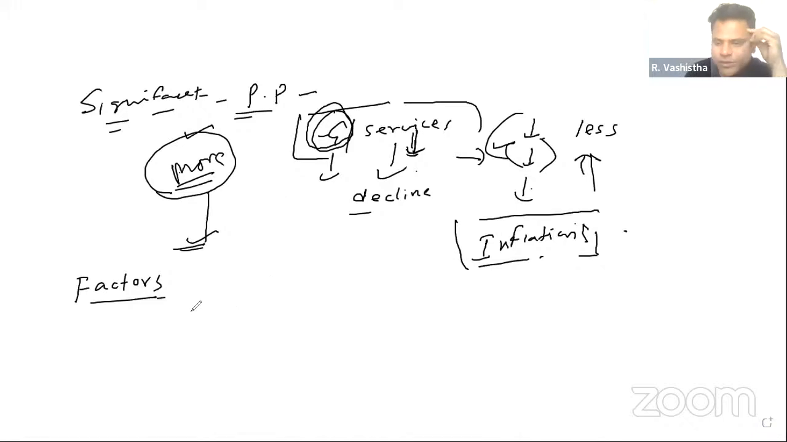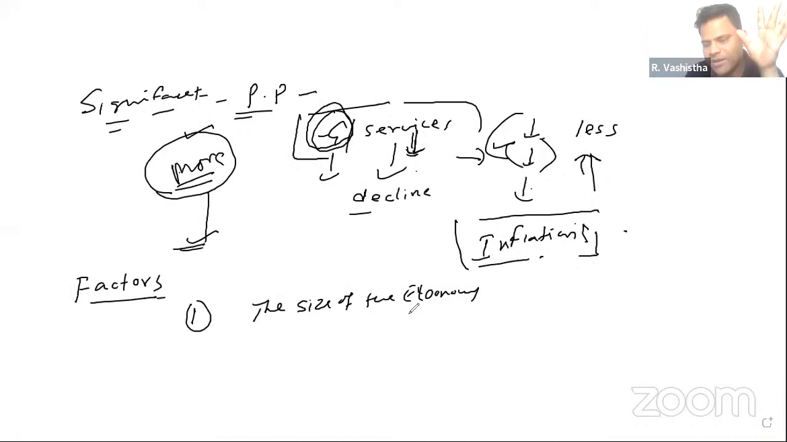So the first factor considered by the Reserve Bank of India to decide the quantity of money it should print is the size of the economy. How much money will RBI print? It has to be decided on the basis of the size of the economy. And the size of the economy is something technically called GDP, right? GDP reflects the size of the economy.